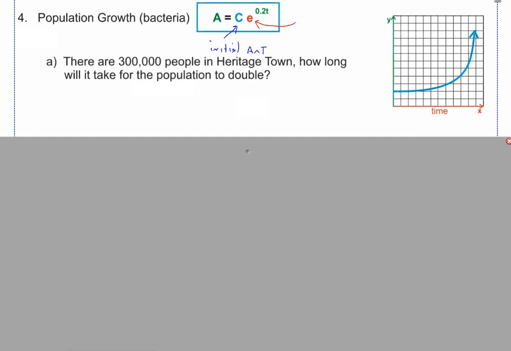Now, we want A to be what with respect to C if the population is going to double? For example, let's suppose the population was 1,000. What would A be? 2,000. In our example, the population is 300,000, so A must be 600,000. All right, so 600,000 equals 300,000 times e to the 0.2t.